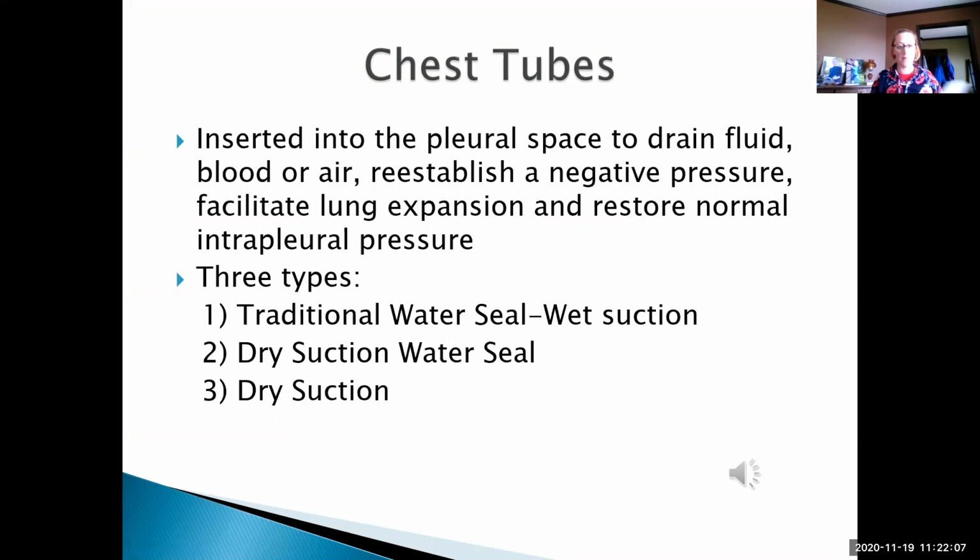All right, and then chest tubes. It's important to assess our chest tubes. Our chest tubes are inserted into the pleural space to drain fluid, blood, or air and reestablish negative pressure in the lungs. That helps facilitate lung expansion and restore normal intrapleural pressure. There are 3 different types. We have our traditional water seal with wet suction, or our dry suction with water seal, and just plain dry suction.